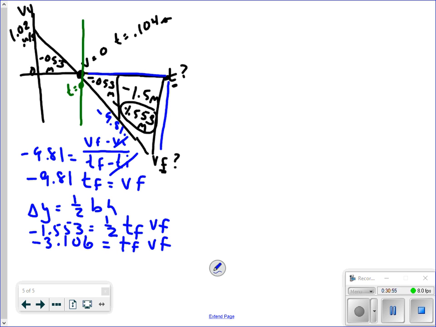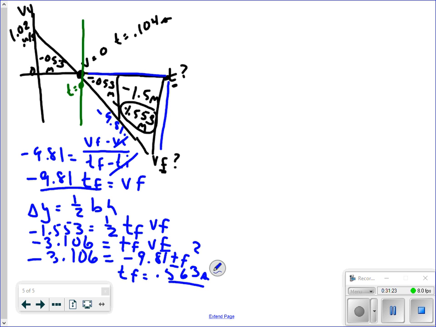And now I'm going to substitute. I'll get negative 9.81 TF squared. This is stuff we have seen over and over again. So we'll divide by the negative 9.81, take a square root, and we get a final time of 0.563. And you can double check that math.